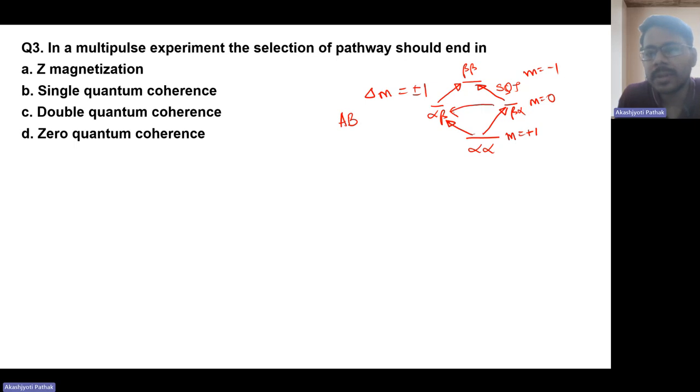One transition is from beta alpha to alpha beta. Both of these are m equal to 0 states. So if there is a transition of the spin from beta alpha to alpha beta, we call this a zero quantum transition.